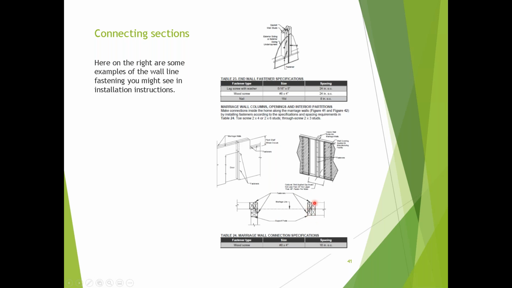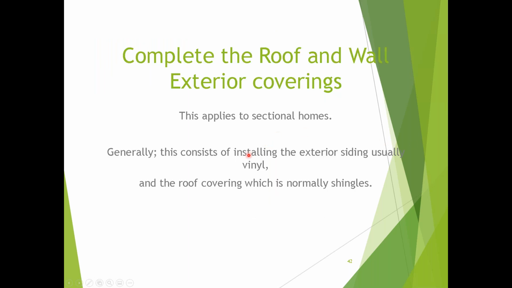This would be your support columns that go from your beam down through your marriage line, down through your floor, down to your footer and piers that are required underneath your large openings. Of course, when that's all said and done, you've got the boxes tied together. You want to put vinyl siding and the shingles on. We're going to kind of skim over that.